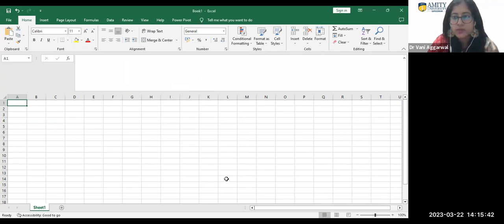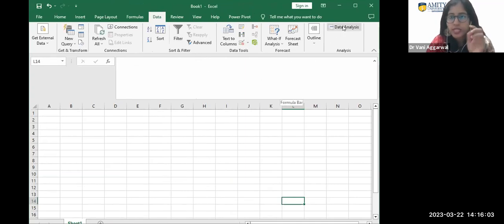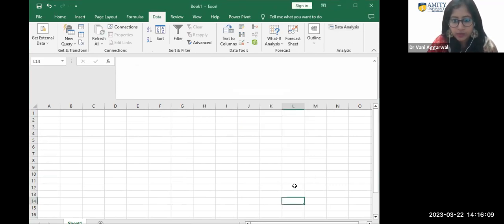Yeah, now it must be there under the data tab. Just check it. Go to data. Not this data, after formulas, data. Next to formulas, there is a data tab. Go to data tab. Yes, data analysis is there. All right. Okay, now please unshare this. Yeah, I'll share my screen.